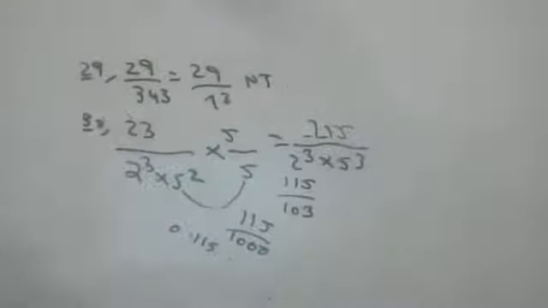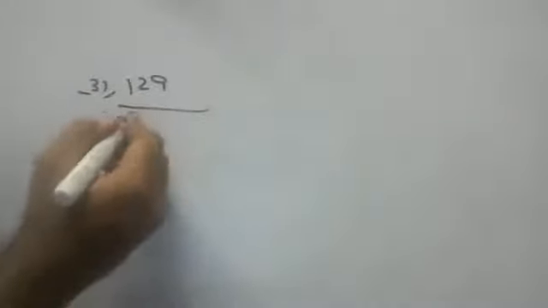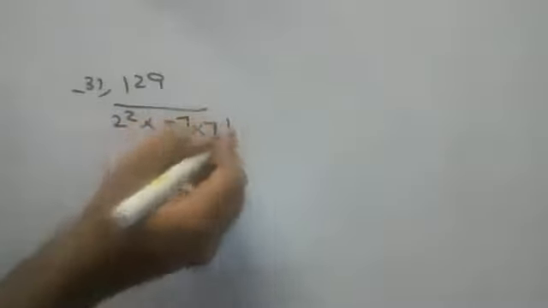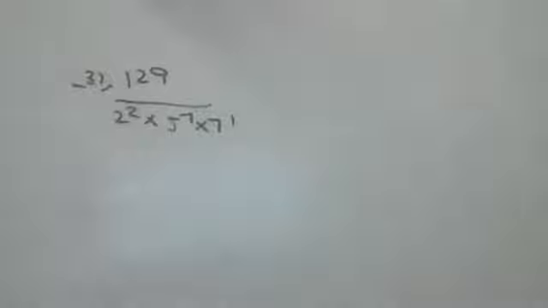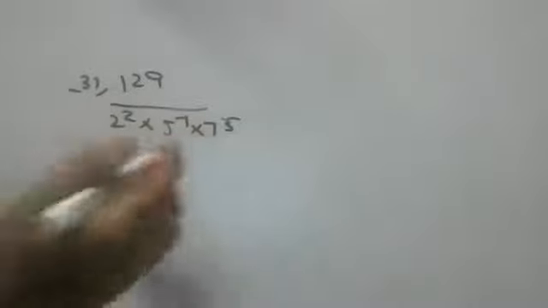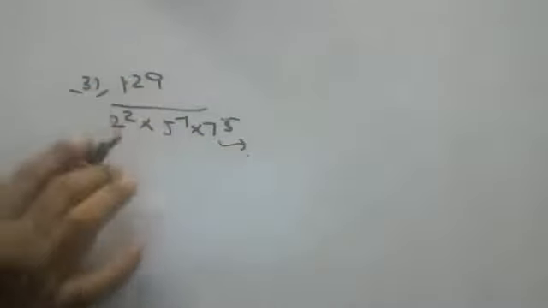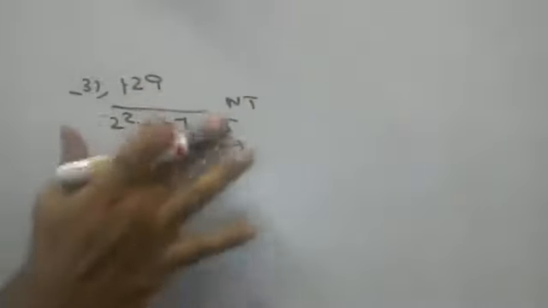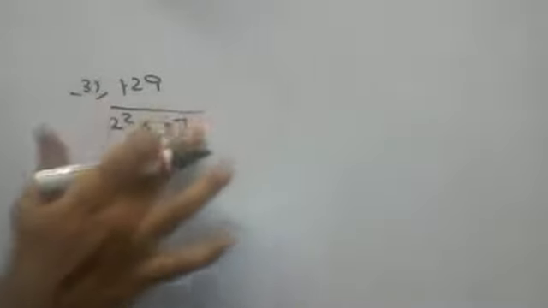So some more sums I will say, children, then you'll become perfect. 31st sum. See children, I'm saying 129 by 2 square into 5 to the power of 7 into 7 to the power of 5. 7 to the power of 5 is there, children. Whatever it is, 7 is there. 7 also won't go in this table. So it is not terminating, waste of discussion only. Suppose 7 to the power of 5 was not there, imagine. Then it is terminating.